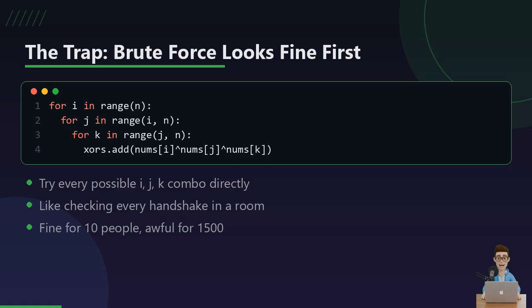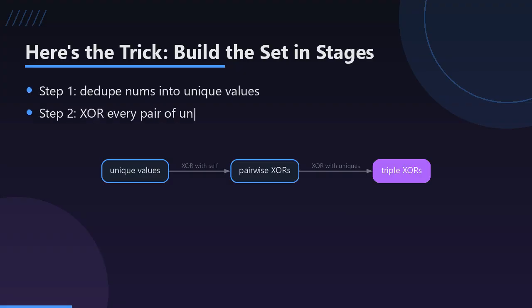We need something smarter. Here's the clever idea that saves us. Instead of checking every triple directly, we build our answer in 3 small steps. Step 1. Remove duplicate numbers, since a repeated number can't create any new result. Step 2. Combine every pair of the remaining unique numbers with XOR and collect all those results. Step 3. Take that whole collection of pair results and combine each one with the unique numbers one more time using XOR. That final collection is our answer. It sounds like more steps, but each step is fast and together they are much faster than checking every triple directly.